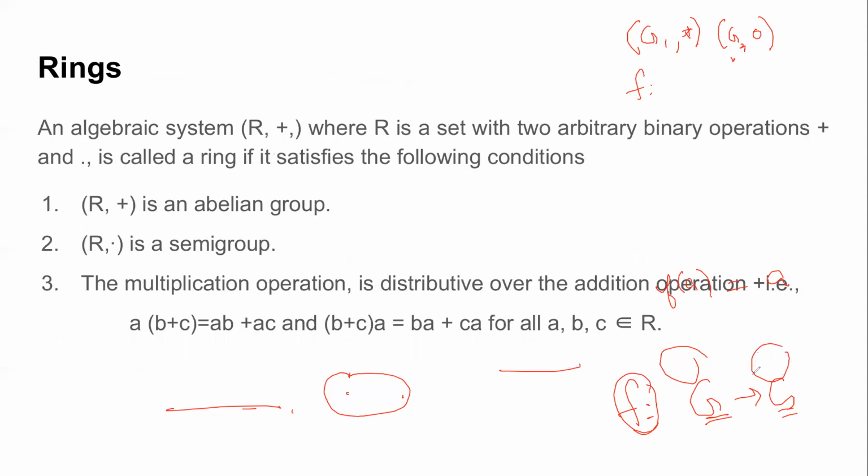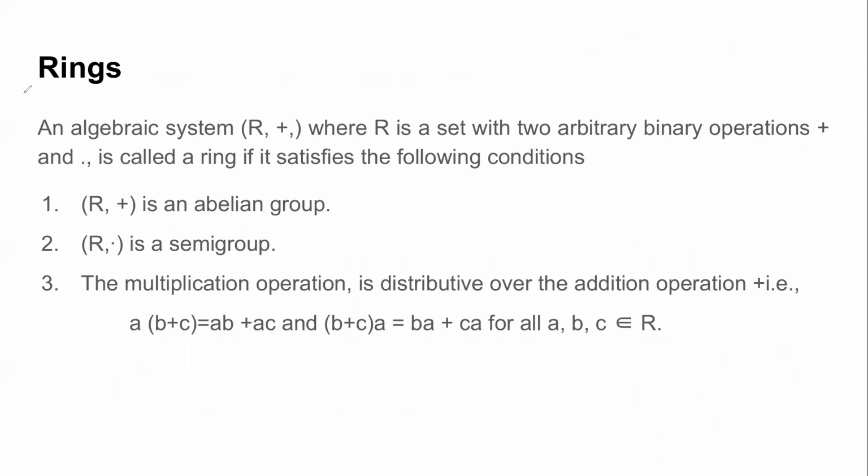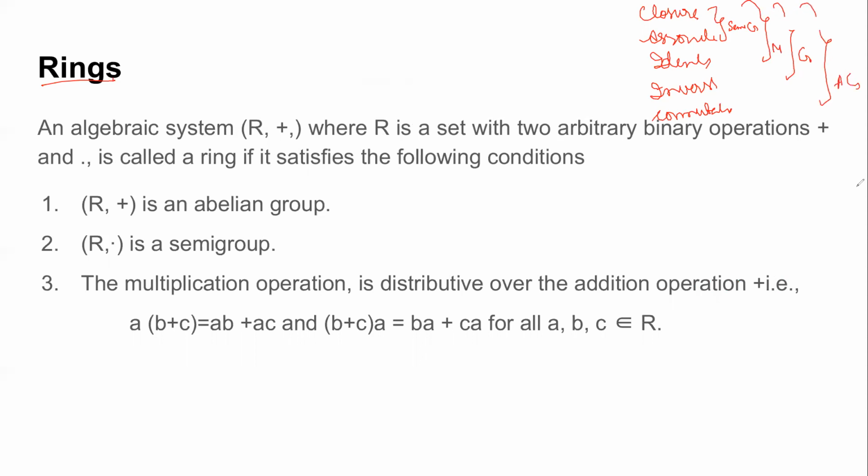Okay, great. So let us now move to the last algebraic structure, which is known as rings. Now what is a ring? Let me just quickly revisit what we had studied. We had closure, associative, identity, inverse, and commutative. This was our semi group, this was our monoid, this was our group, and this was our abelian group. This is the story so far.